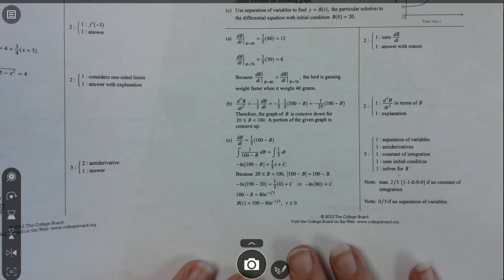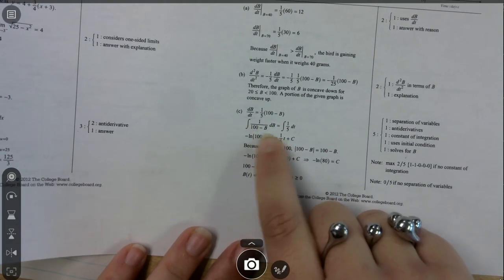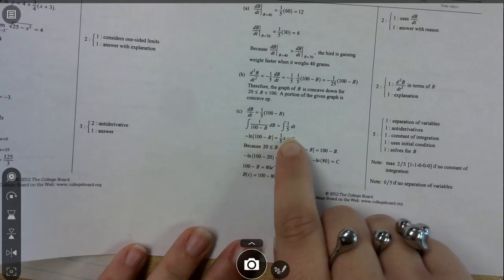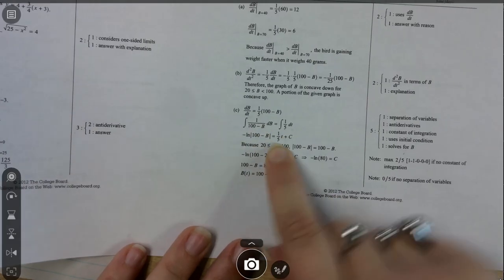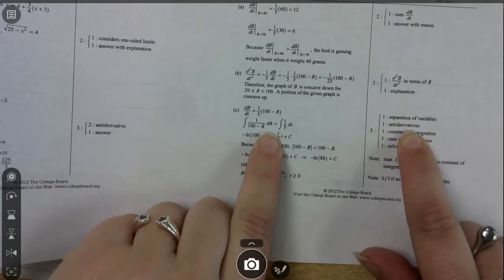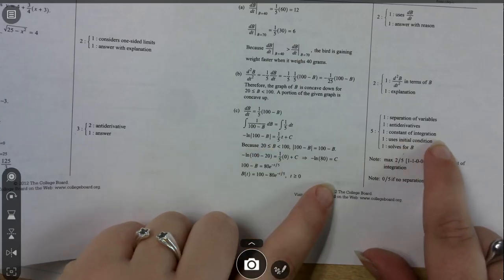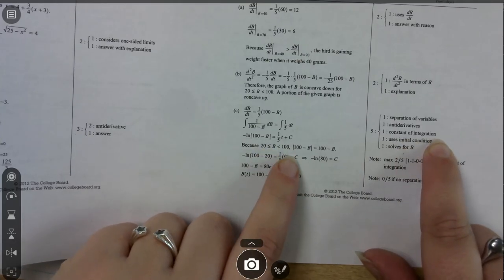Use separation of variables to find y equals b of t, the partial solution to the differential equation with initial condition of b of 0 equals 20. So we should start off with our equation, separated them, so we have this on both sides. Took the antiderivative. Okay, separation of variables 1 point. Finding our antiderivative is 1 point, so right there. Constant of integration, sure.